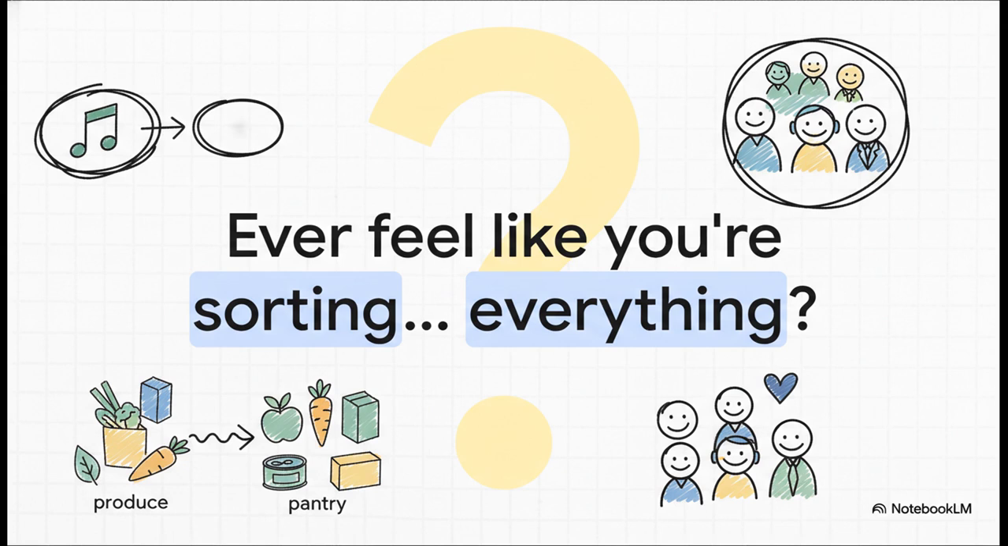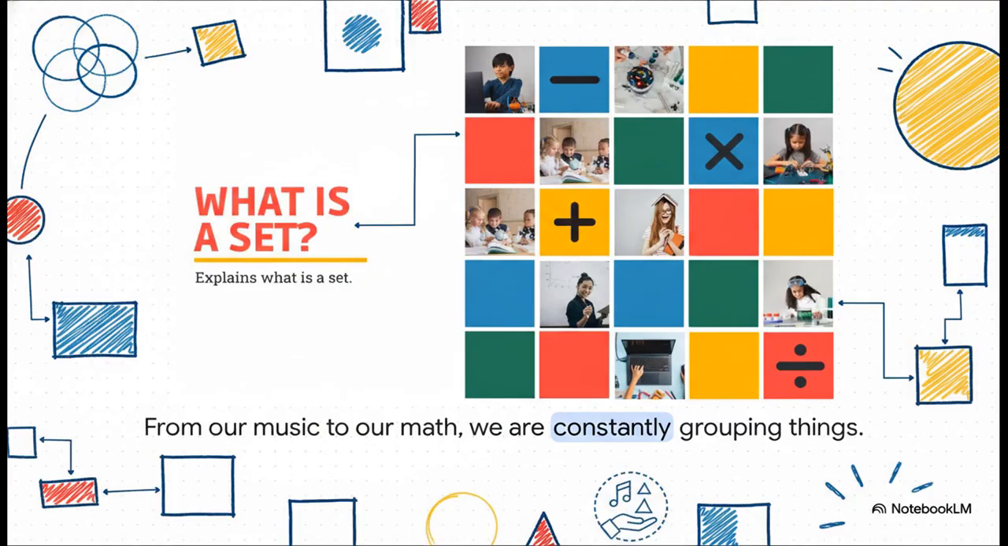You're sorting things all the time, right? You put your favorite songs into a workout playlist, you group your groceries in the cart, you even sort your friends into different chat groups. We are all natural-born organizers. Well, it turns out there's a formal name for this art of grouping. It's called set theory. And yeah, it sounds a little intimidating, but trust me, it's not. It's just the rule book for how we organize information. It's the magic that lets a search engine actually find what you're looking for.